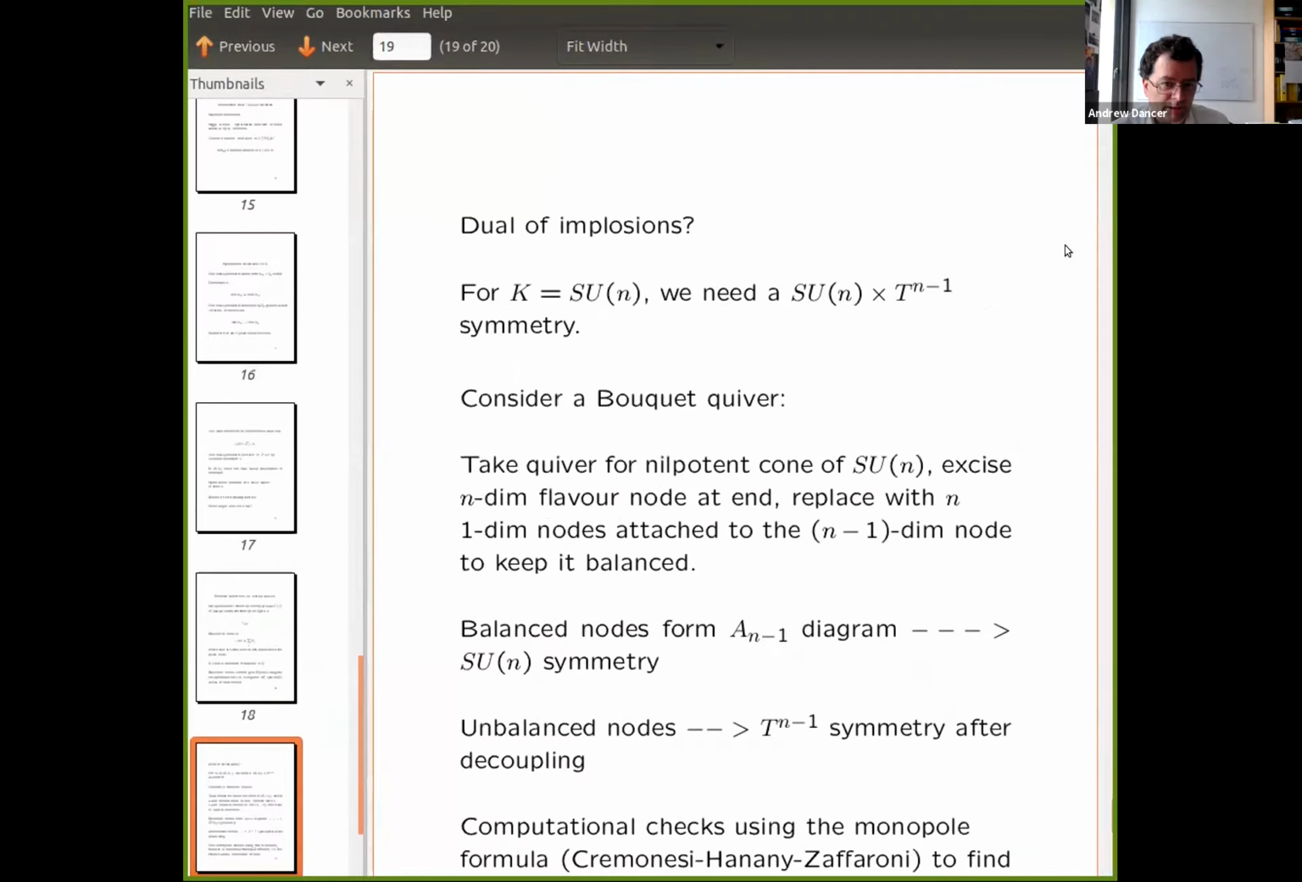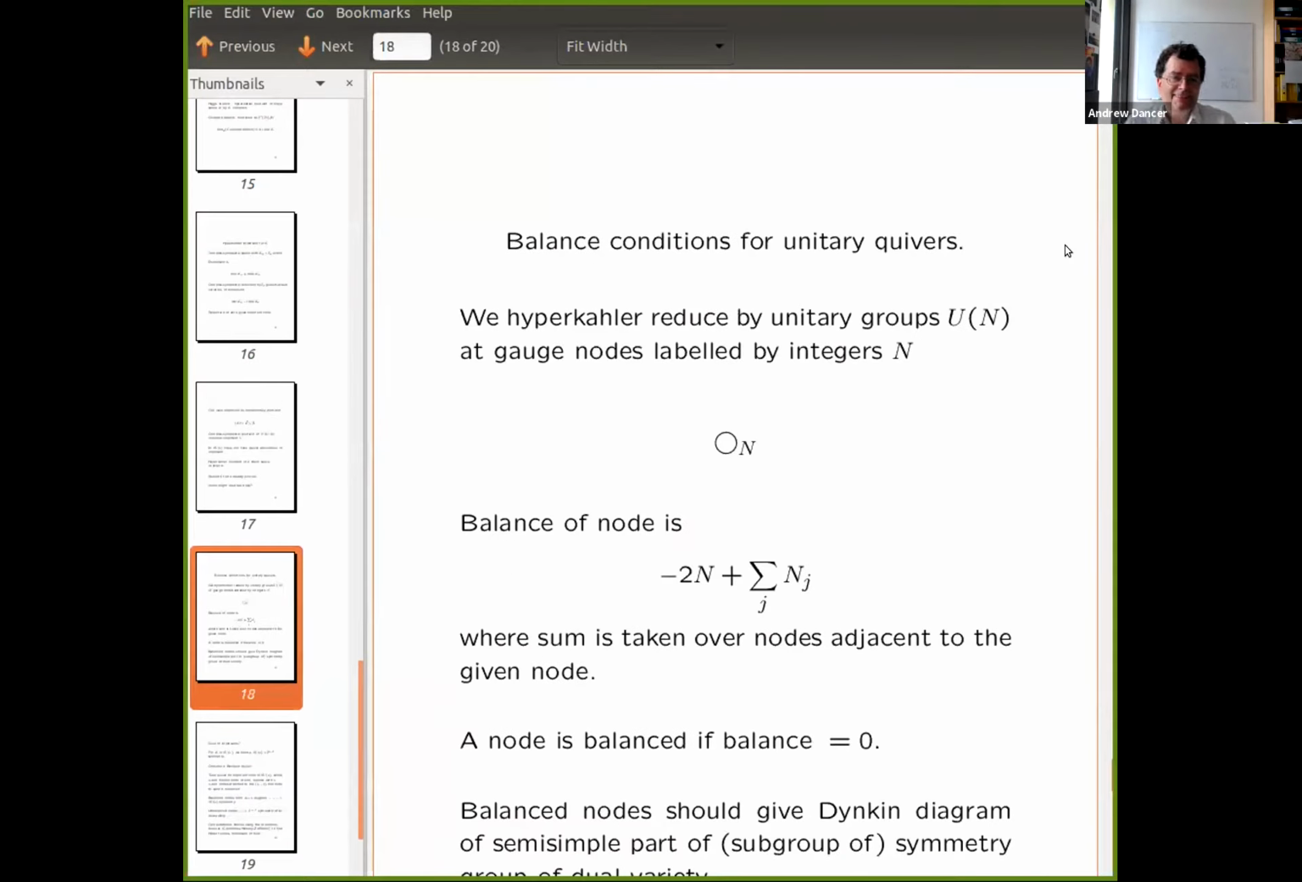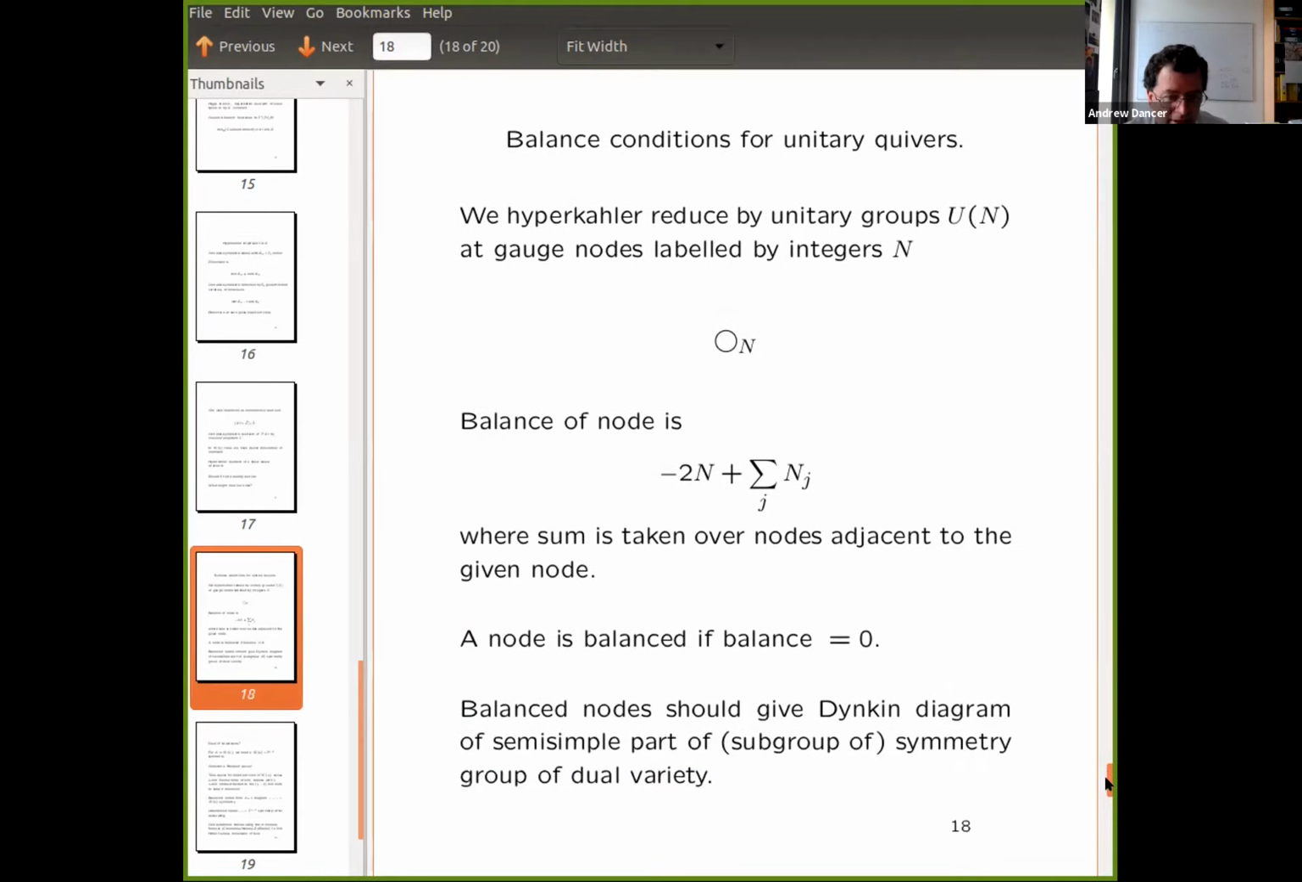Well, we just have to recall a little bit of technology about duals of quiver varieties. If we have a unitary quiver, then to each of the gauge nodes, we can associate the so-called balance. And a node is balanced if the balance is 0. So if twice the dimension of that gauge node equals the sum of the dimensions of the adjacent gauge nodes.